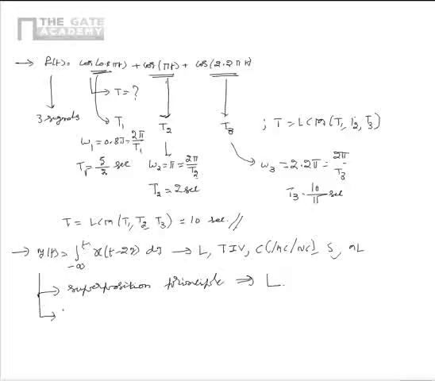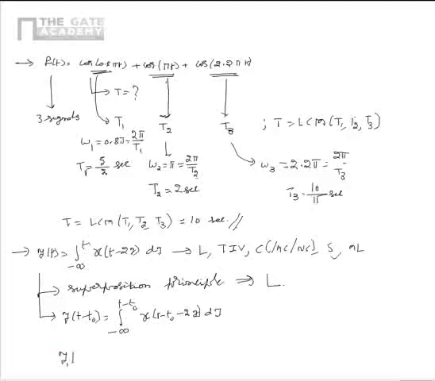Now for checking the time invariance, let us consider the delayed version of the output, that is y of t minus t naught, which can be written as the integral from minus infinity to t minus t naught of x of t minus t naught minus 2 tau d tau.